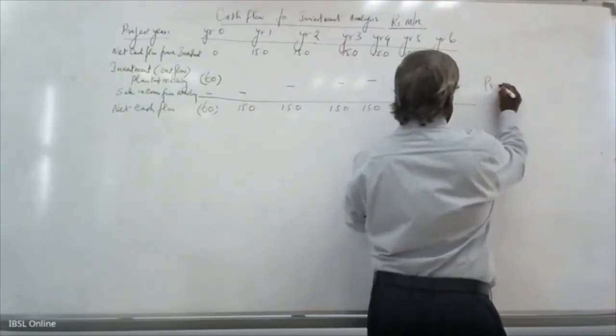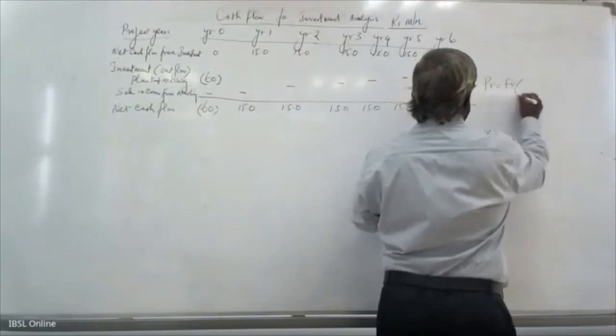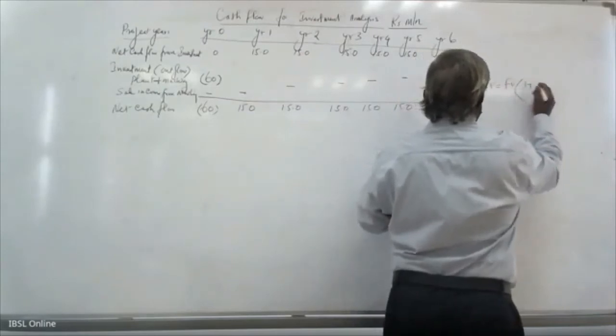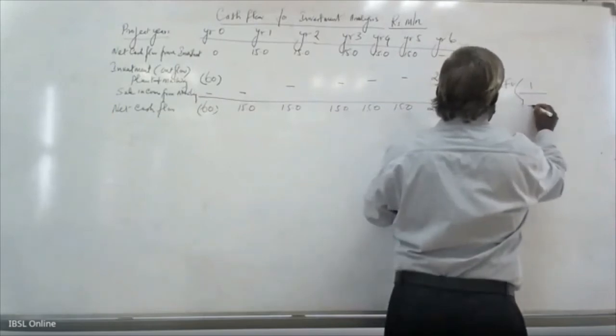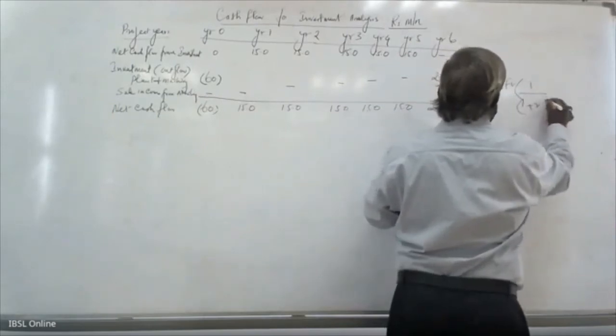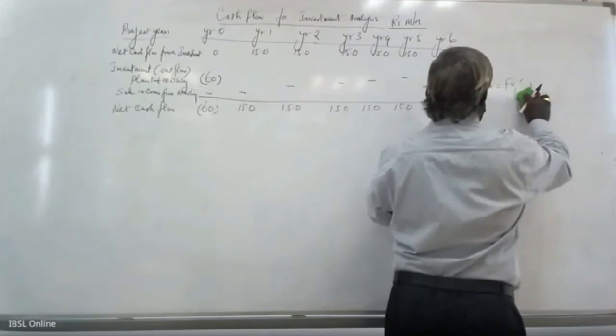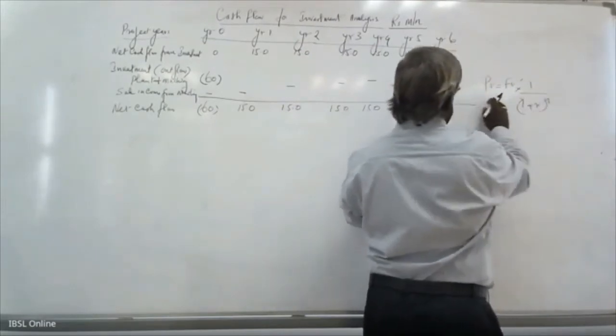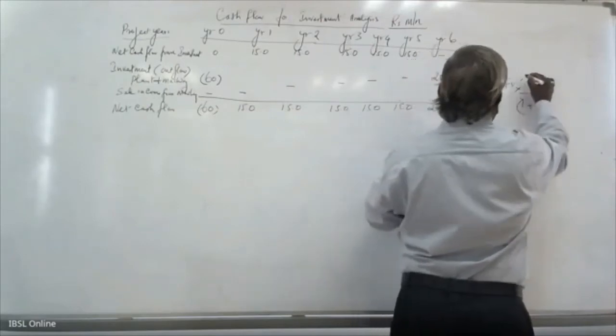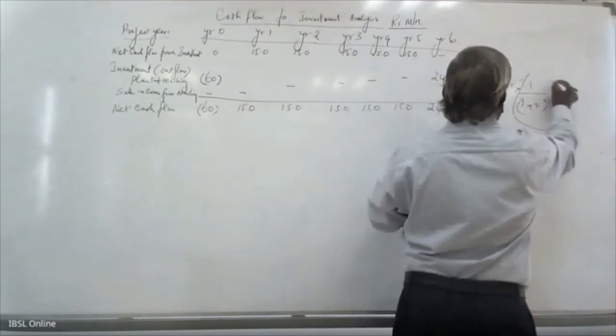PV is equal to FV into 1 divided by (1 plus R) to the power N. I told you this is the discounting factor.